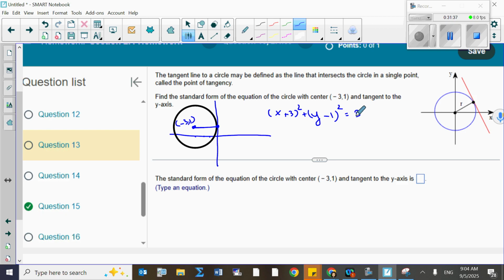So 3, negative 3 squared. Oh, I'm sorry. I don't need to write negative 3. I'm just going to write 3 because I'm talking about the distance, not the direction. So 3 squared, which is 9. So that's your equation.